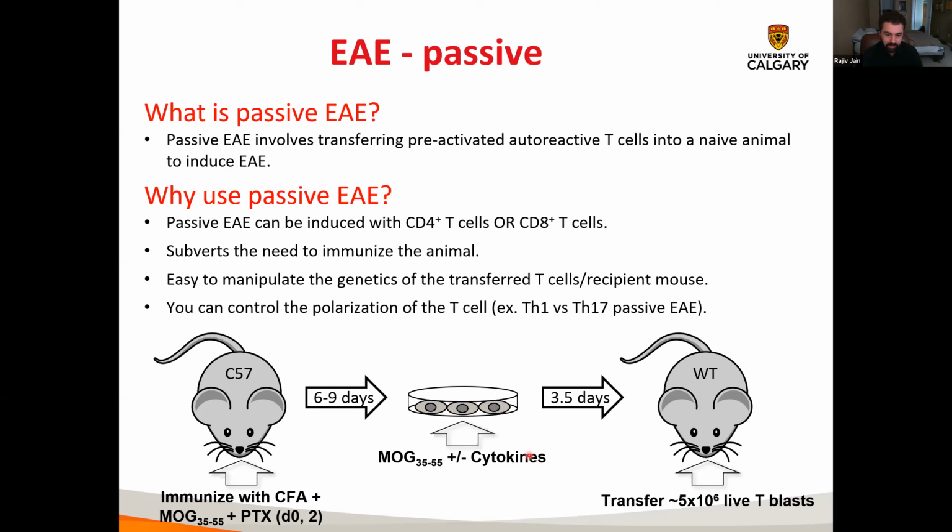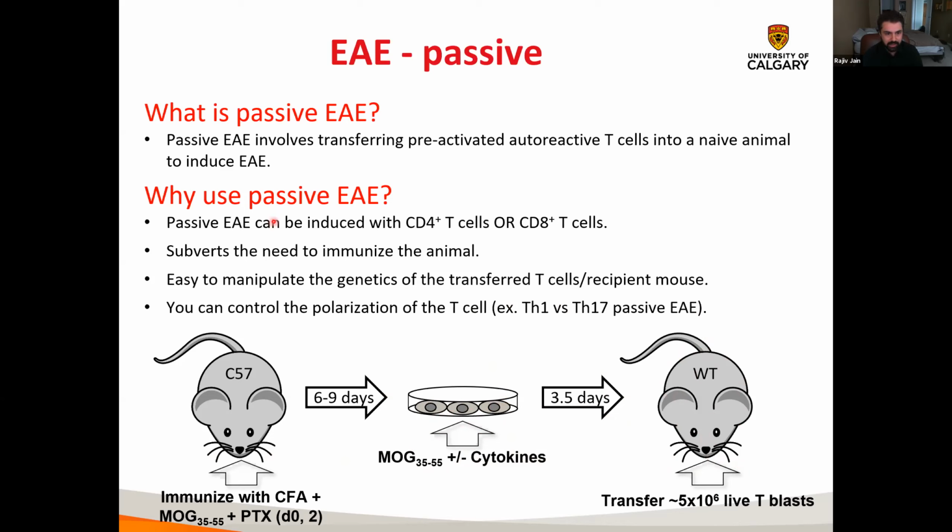You can then also add cytokines if you want. We'll talk about that in a second. But after 4 days of culture in vitro, you can then transfer these in vitro cultured T cells into naive animals, so no other manipulation other than transferring the T cells, and this mouse will develop EAE.